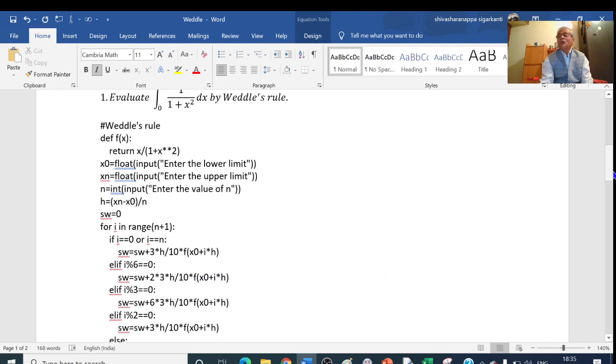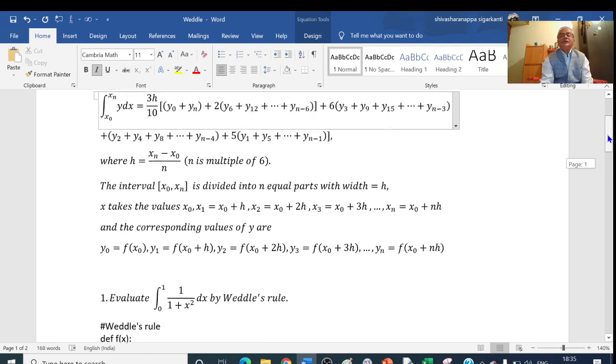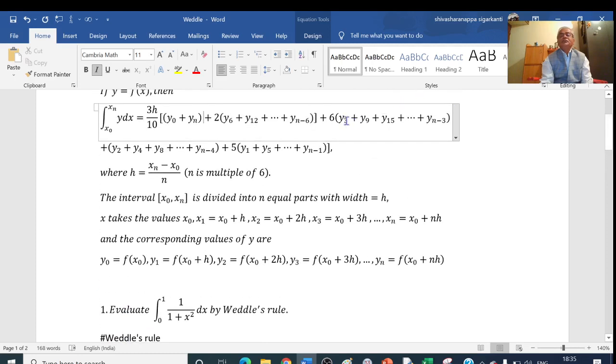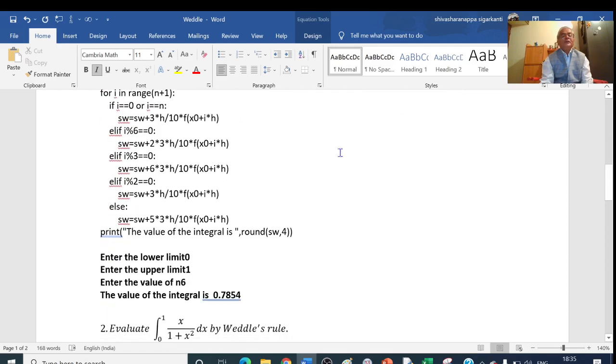If it is not divisible by 6, then I will check whether it is divisible by 3. Yes, if it is divisible by 3, that is 3, 9, 15, up to n minus 3, then what is the coefficient here? 6 into 3h by 10. If it is divisible by 3, then SW equal to SW plus 6 into 3h by 10 into f of xi, that is f of x0 plus ih.